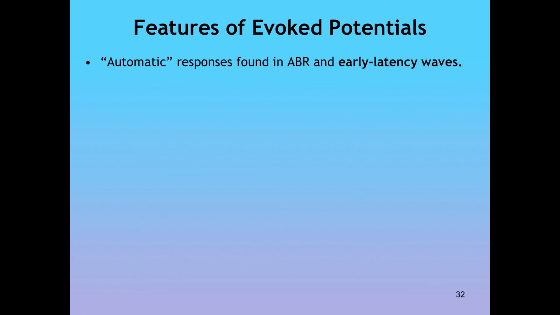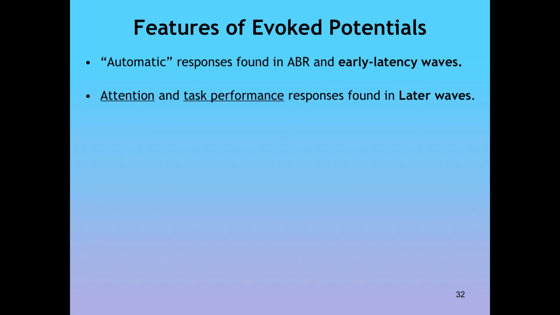All right, so we discussed this already. Automatic responses found in the auditory brainstem response are these early latency waves. And then the later waves are involved in attention and task performance responses, so kind of higher level processing more in the cortex area.